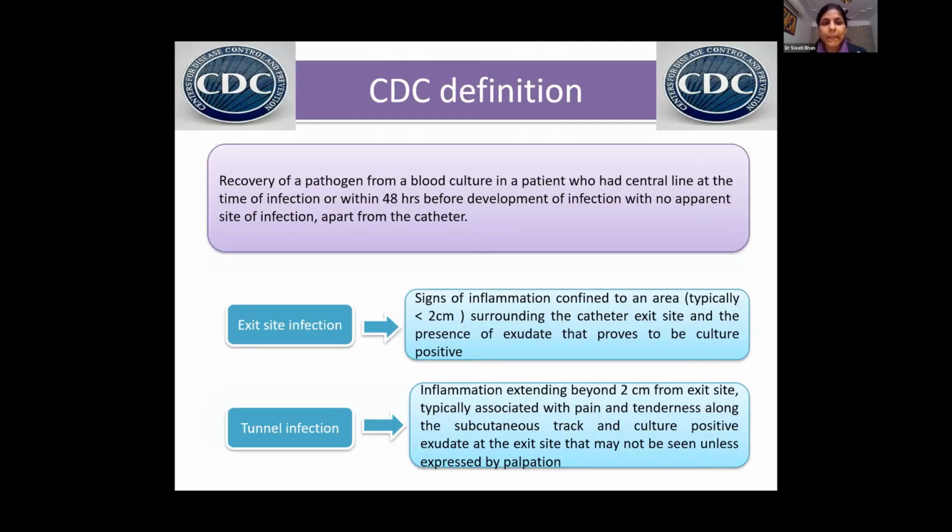The CDC defines catheter-related bloodstream infection as an exit site infection or a tunnel infection. The exit site infection is typically less than 2 centimeters around the catheter exit site, and exudate will be present. In the tunnel infection, the inflammation will be beyond 2 centimeters from the exit site of the catheter.